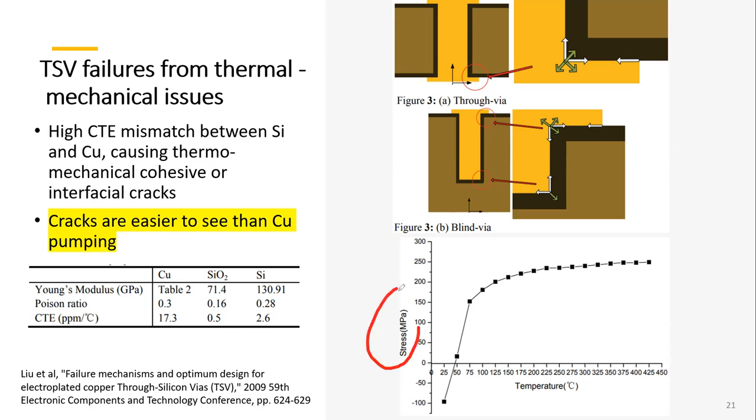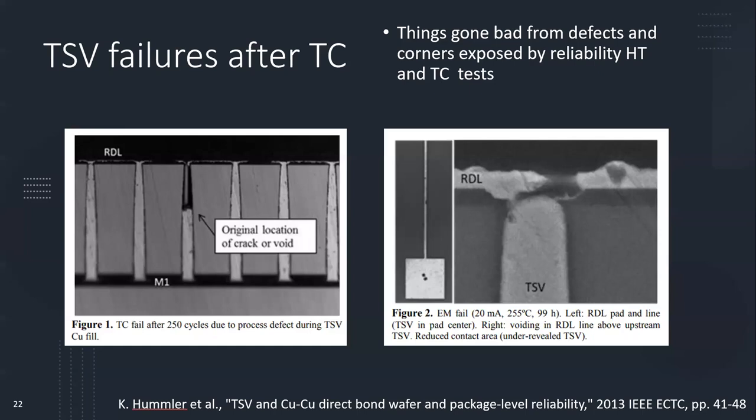The stress induced, people calculate, around a different temperature you use, could be about 150 to 250 megapascal. These are enough to make things happen. For example, TSV fail after TC, thermal cycling.